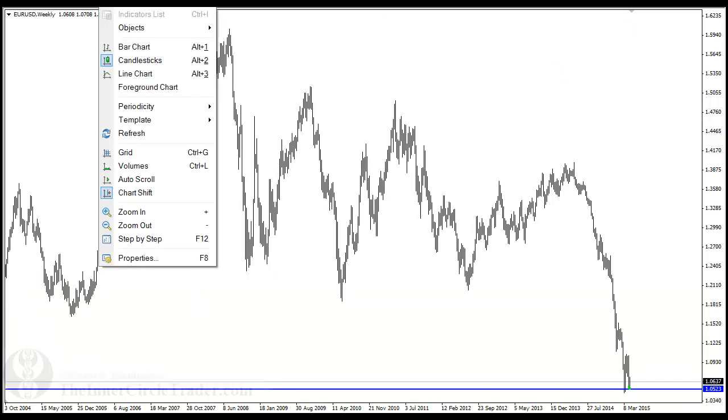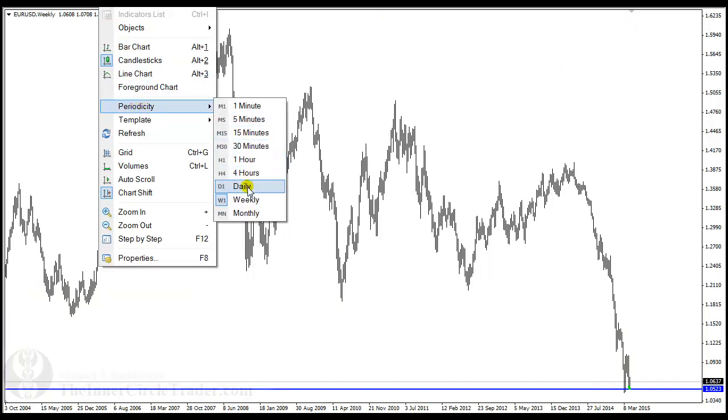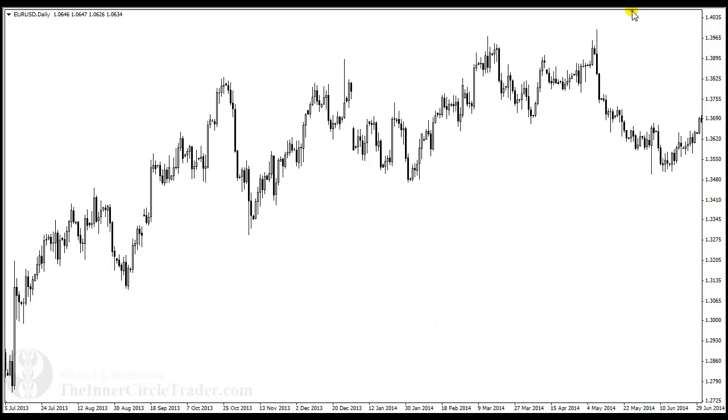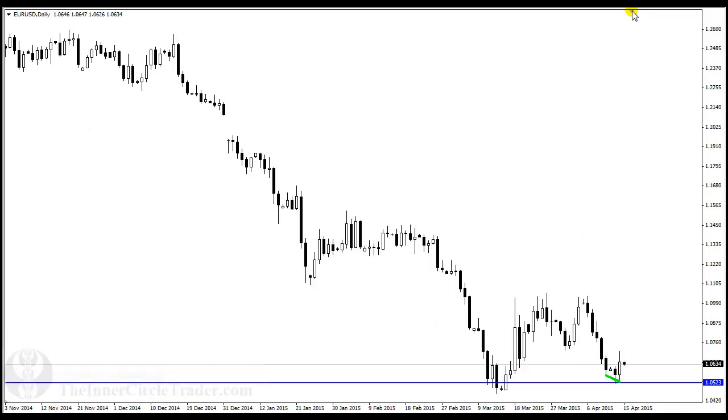Going back to a daily, and we're going to zoom in. Okay, we have the down candle prior to the move up. So anything below here is a buying opportunity and still be above this low.